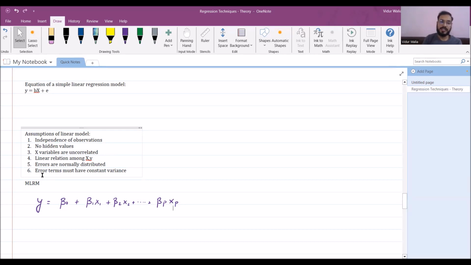And last but not the least, that the error terms must have constant variance. Now, again, some of these assumptions are a little more harsh and require an advanced level of statistics to understand, which is a little beyond the scope of today's video. So these are some of the assumptions that you need to take care of. Some of these things you just take my word for it. Just check the assumptions and then you can move forward.